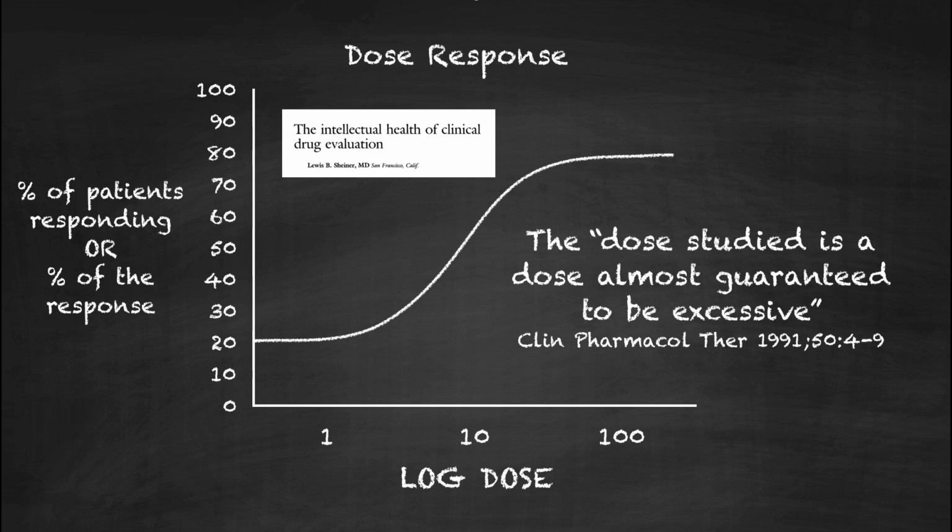And here's where it gets really interesting, and here's why I suggested that most of the recommended doses are wrong. And this has been known for a long, long time. Louis Sheiner in 1991 said, the dose studied is a dose almost guaranteed to be excessive. And what he meant by that is the dose that is studied in the initial FDA or Health Canada or whatever approval process, the dose that has to be chosen has to be at the top of that dose response curve.